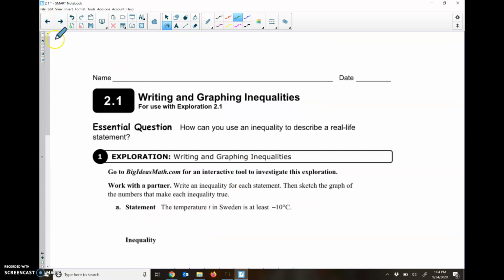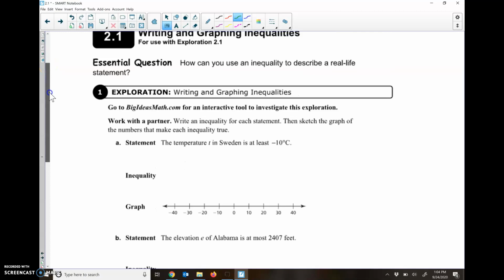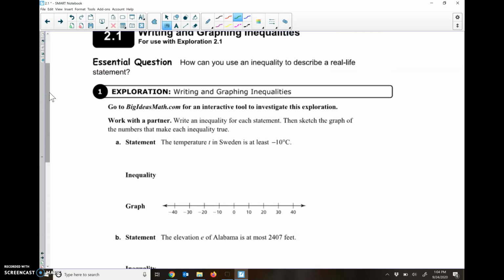So if I look here, the temperature T in Sweden is at least negative 10 degrees Celsius. So I have T, and it is at least, it's not going to get any colder than negative 10 degrees Celsius. Okay, so I see a line underneath it, so I know I'm going to have to fill in my circle here. And numbers that are at least, so greater than negative 10 degrees, would be numbers going to the right. So I'm just going to shade my line to the right here, put an arrow there so that I know it keeps going that way.